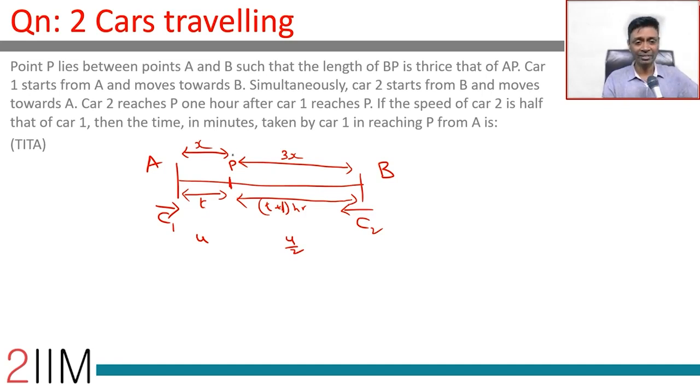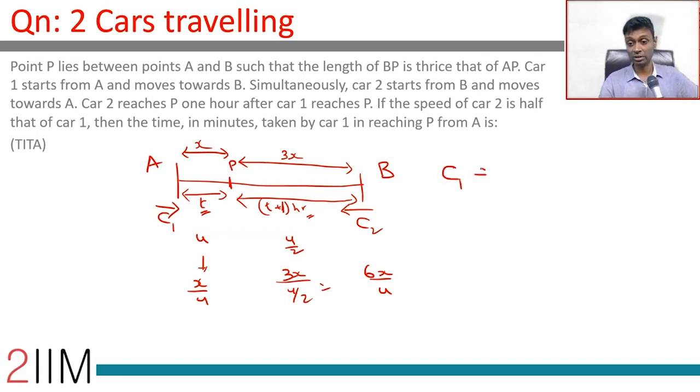Wonderful. You're traveling X at a speed of U. So this leg, time taken would be X by U. You're traveling 3X at the speed of U by 2. It will be 3X by U by 2, which is 6X by U. So if this takes time T, technically this should take time 6T. Or we are practically through with this question.